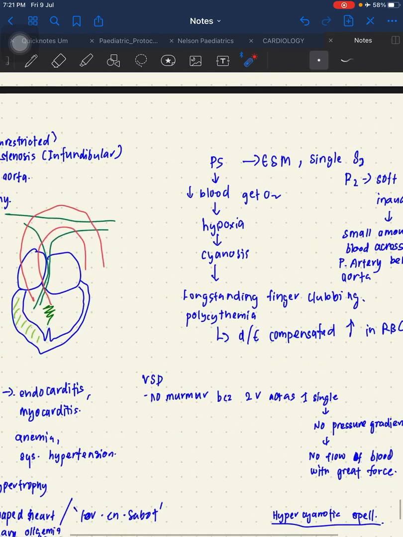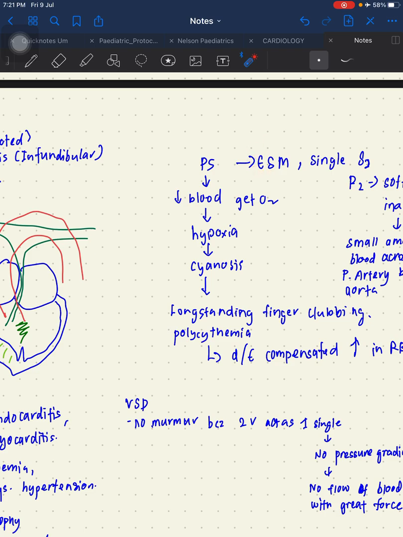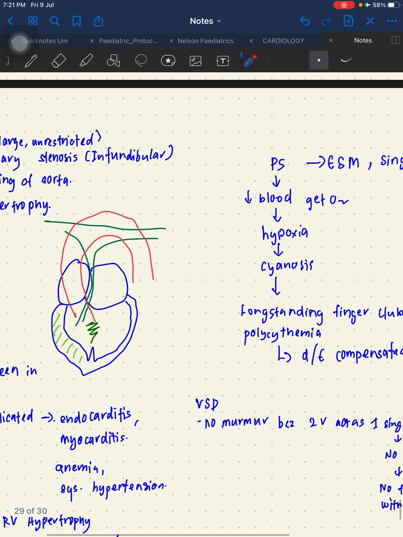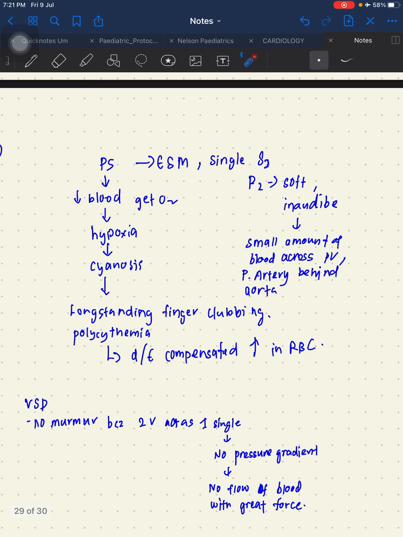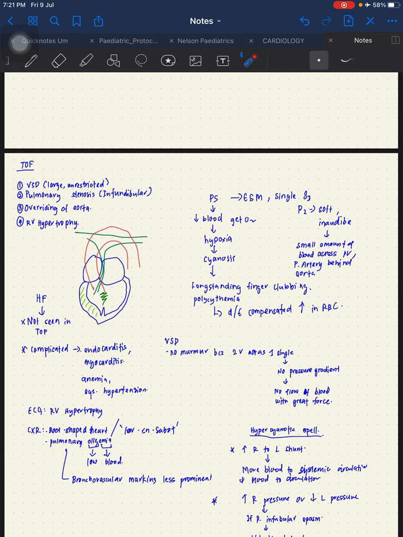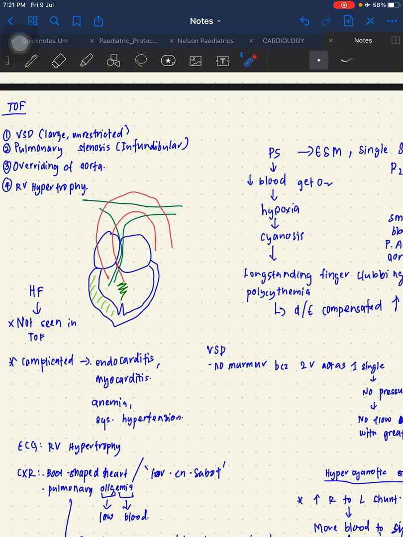However, pulmonary stenosis tends to have an ejection systolic murmur and a single S2 sound, since less blood is going through the pulmonary artery. The second heart sound, the pulmonary sound, tends to become soft or it can be inaudible. Another reason why there is a single S2 sound is that the aorta tends to override in front of the pulmonary artery. That's why the sound becomes softer.